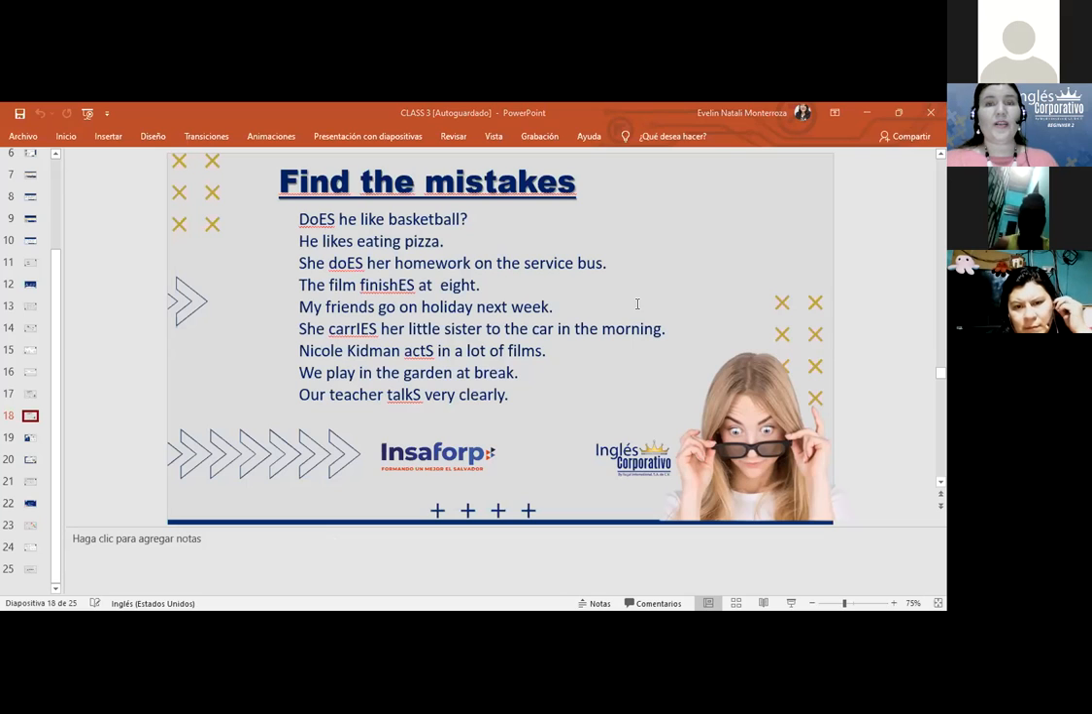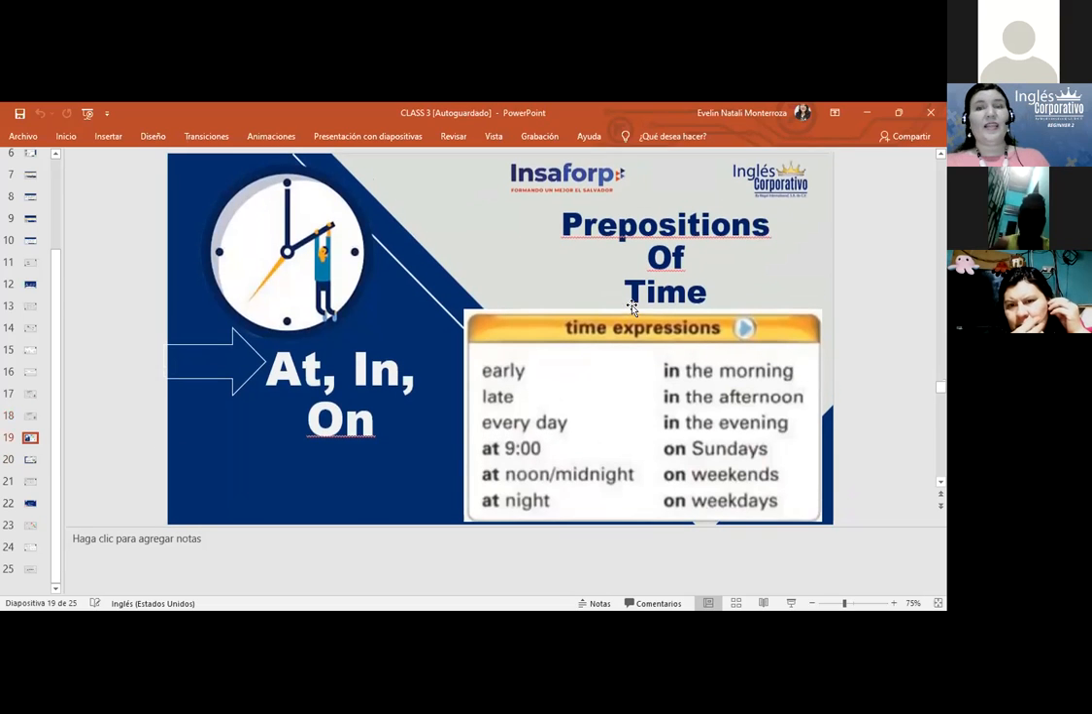We are going to go to the next part of this one. In this one, we have some prepositions of time that I know that you have studied this before. We have at, in, and on, right? Three different prepositions of time. At, in, and on. And you use these ones for different purposes, right? You use, for example, I have here some examples. Early, late, every day, at 9, at noon, at night, in the morning, in the afternoon, in the evening, on Sundays, on weekends, on weekdays.